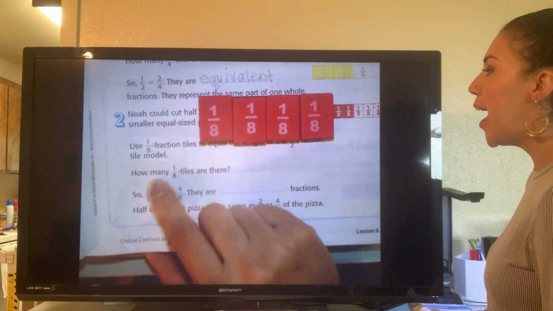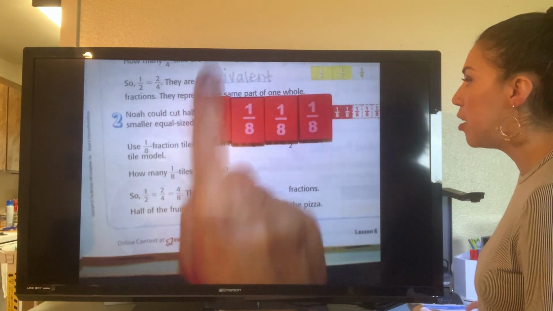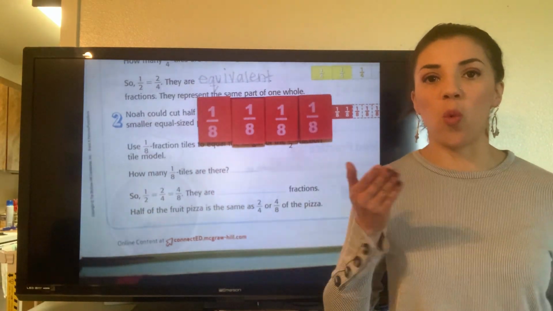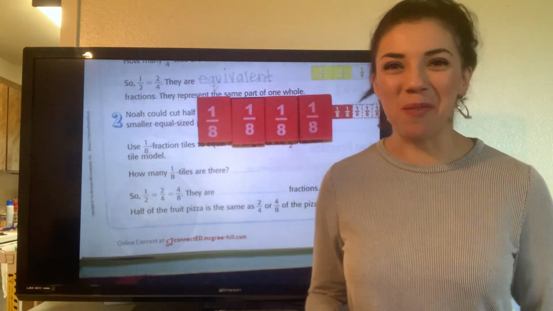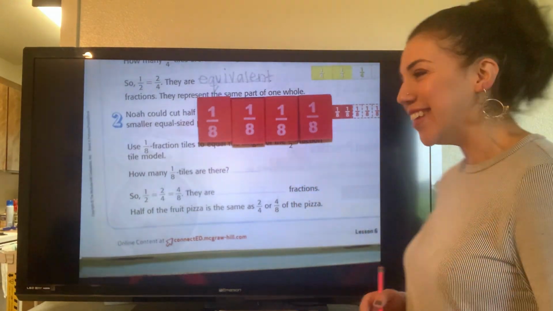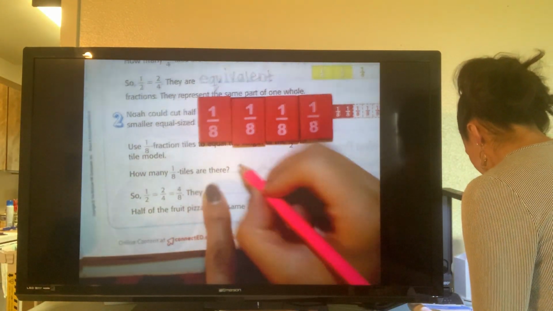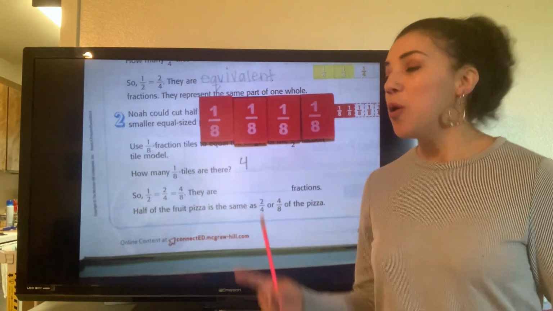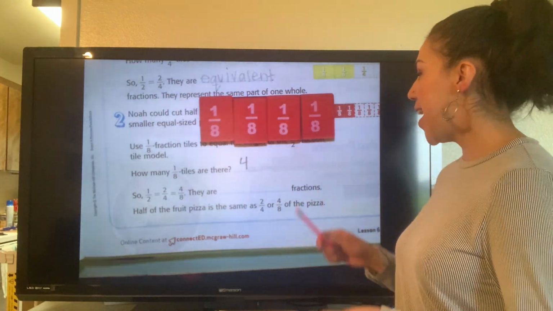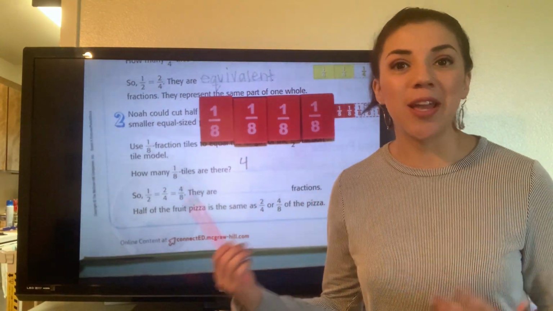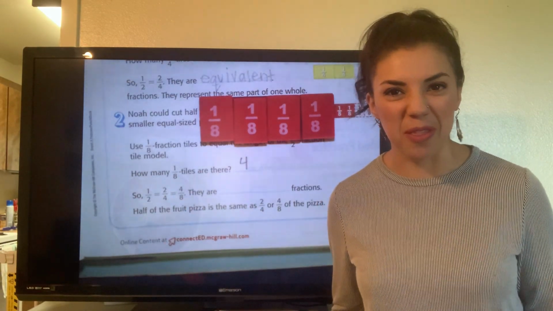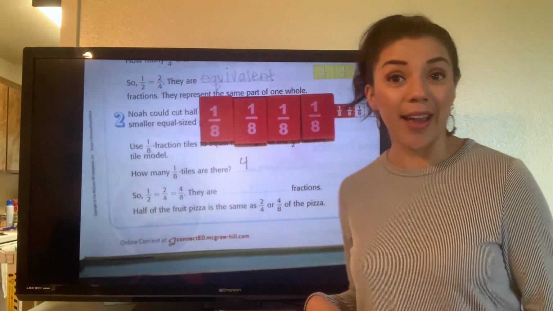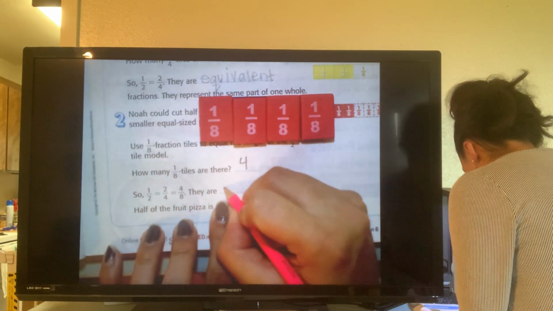Okay, so how many 1/8 tiles are there? There are 1, 2, 3, 4. 4/8 equals 1/2, which once again we modeled with our lovely tortillas. So there are 4 1/8. So 1/2, 2/4, or 4/8, they are equal or equivalent fractions. Say that word with me. Equivalent. I could hear you. I could totally hear you. Okay. So let's go ahead and write equivalent.